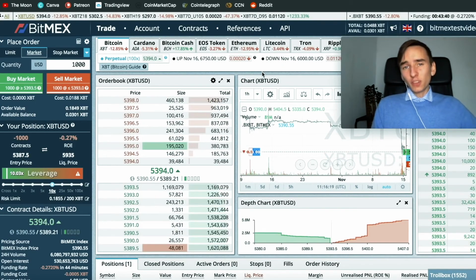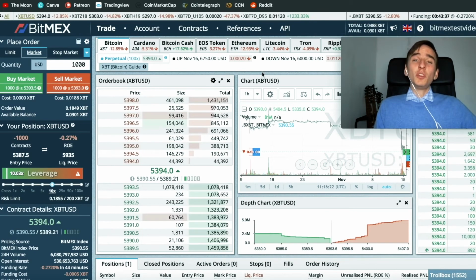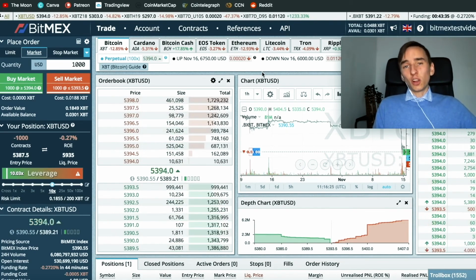And right now we are seeing volatility coming back into Bitcoin, which means that there are going to be a lot of opportunities to short and long Bitcoin at a profit.